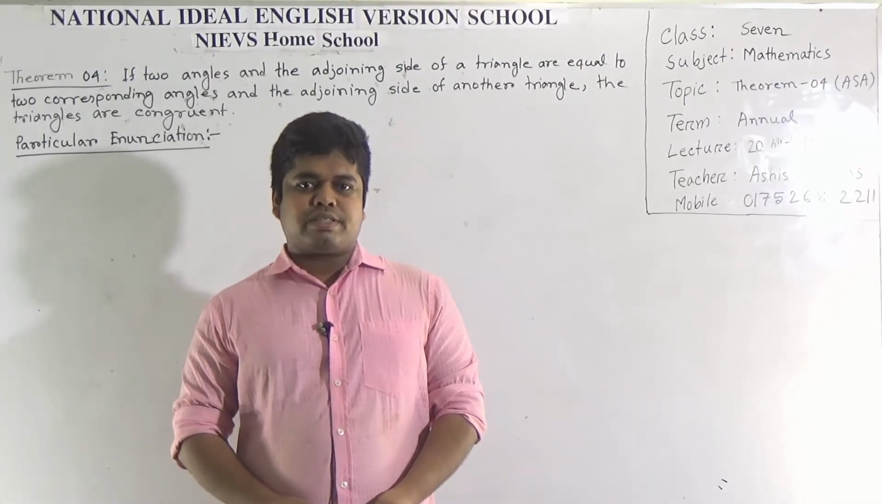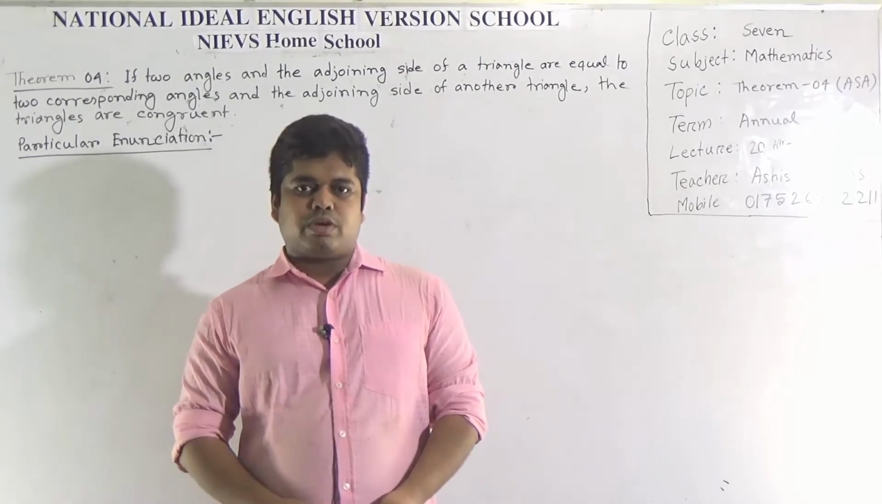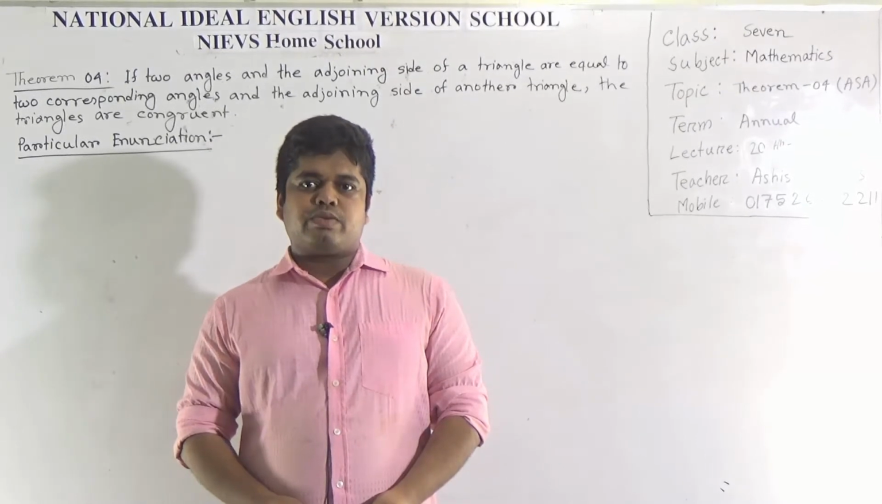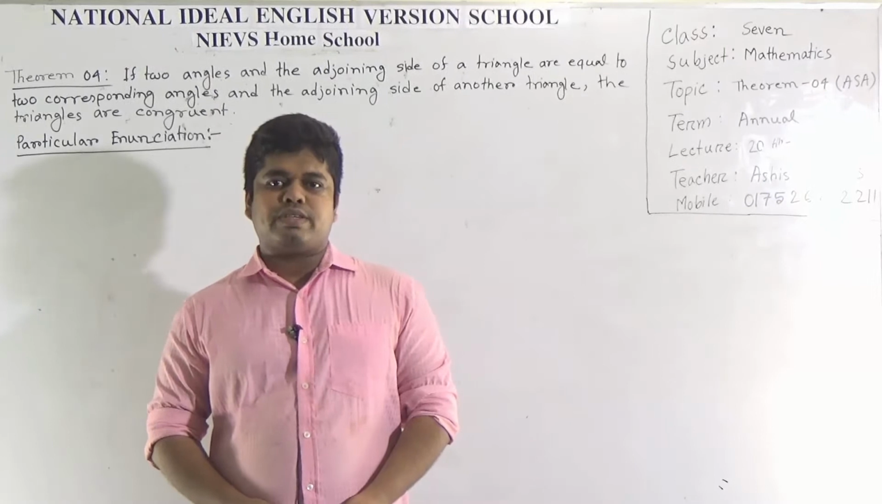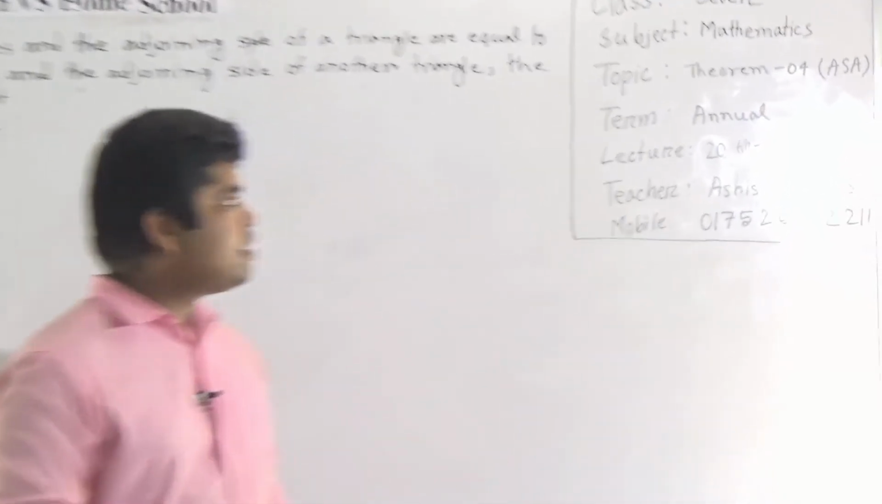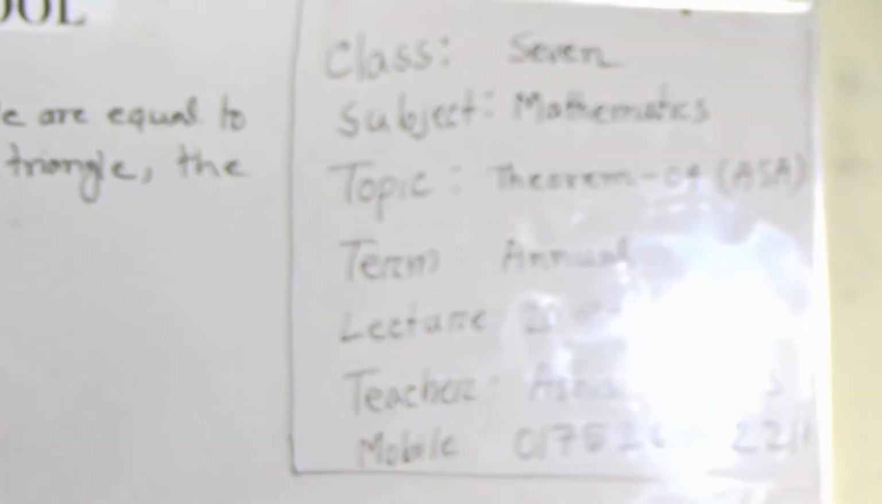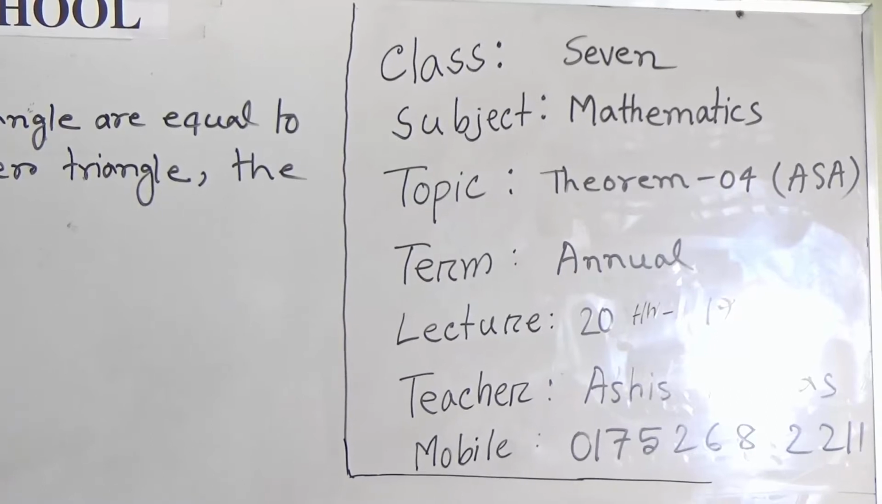I am Ashis Biswas, an assistant teacher of mathematics in National Ideal English Version School, morning shift. Today I am going to take a math class for the students of class 7. Our today's topic is Theorem-04. This is called the ASA theorem. ASA means angle, side, angle.